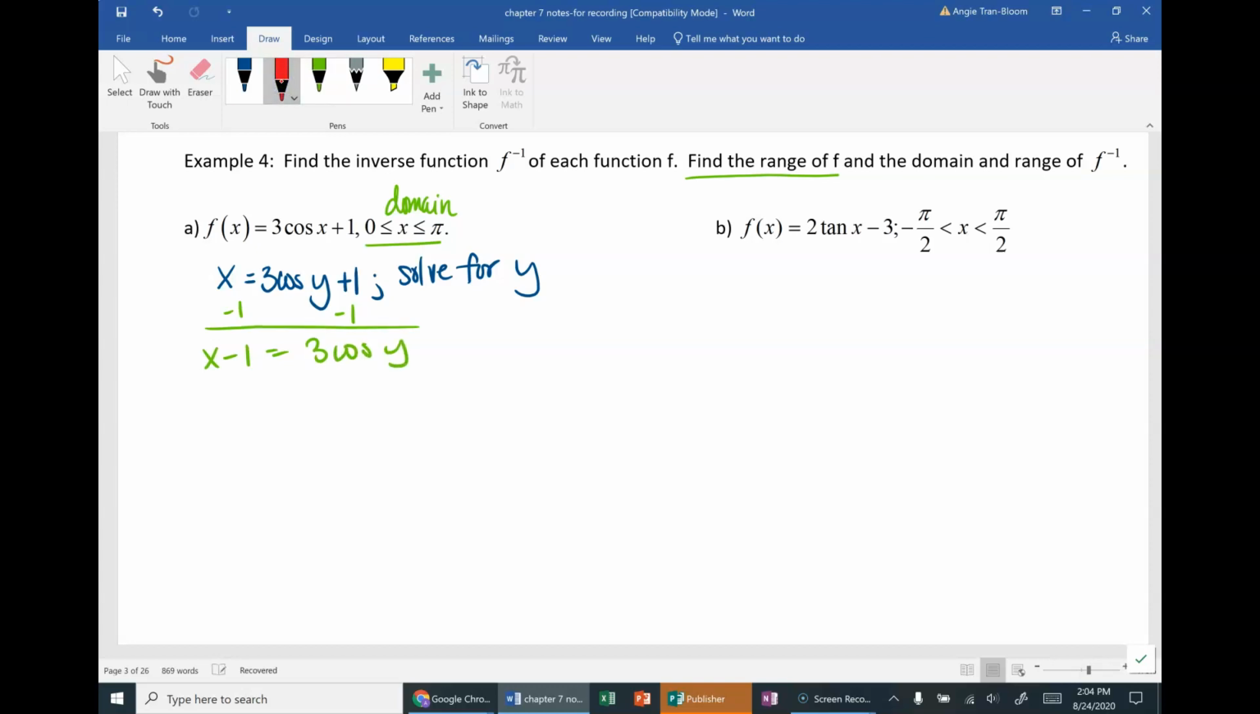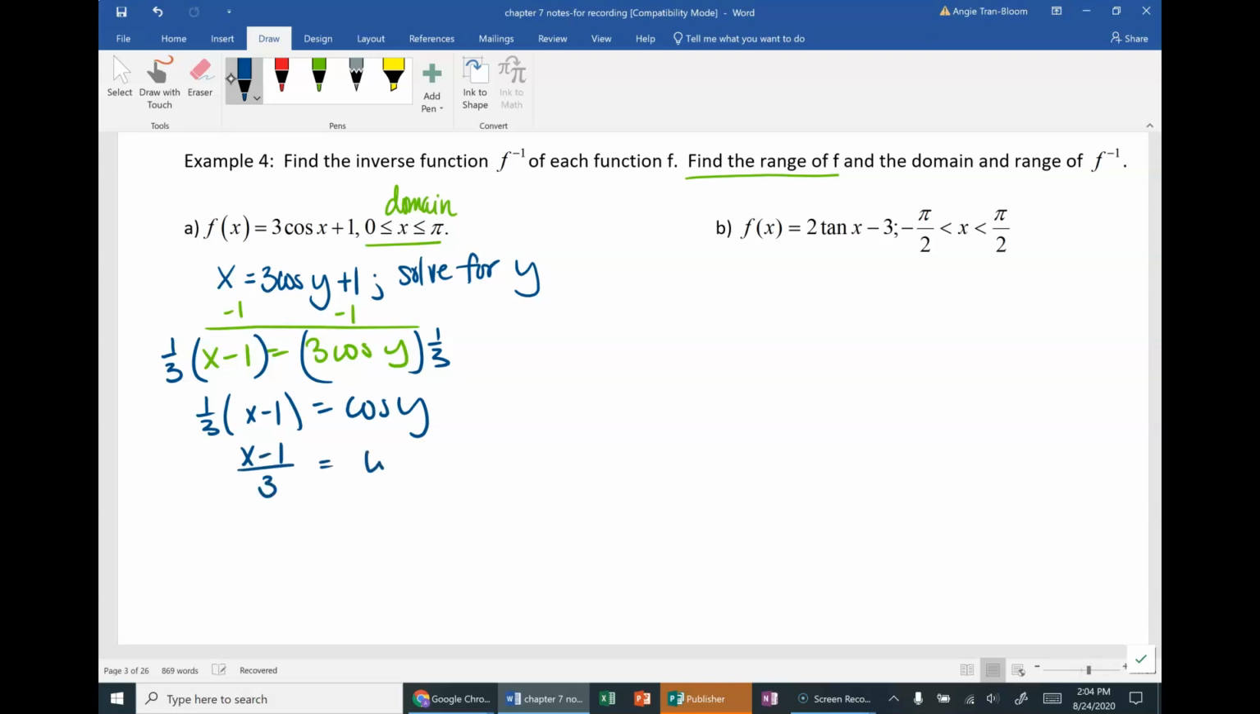Get rid of the 3 by multiplying the whole thing by 1/3, or you can even divide everything by 3. It doesn't really matter to me. So this is 1/3 times x minus 1 equals cosine of y. You can easily distribute that. Now if you divide everything by 3, it would look like this.